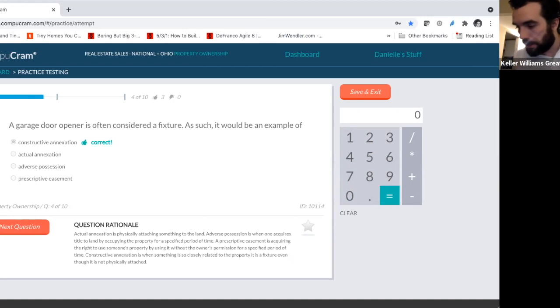Actual annexation is going to be the physical attachment, right? Like it's actually attached and annexed, like I'm bolting something into the ground, or I'm affixing this to the real property. Constructive annexation is what's taking place here. It's where something is closely related to a property and becomes a fixture. I'm not going to go use a garage door opener anywhere else, so it is constructively annexed to the property because its use is tied to the building. So it becomes a fixture.